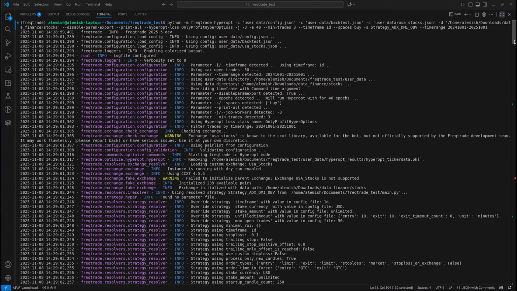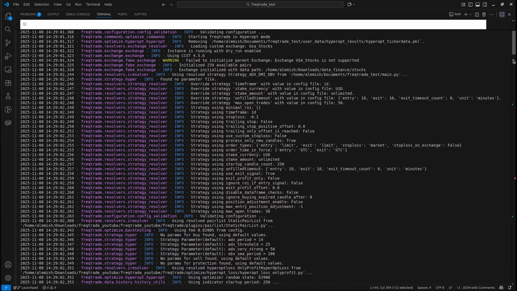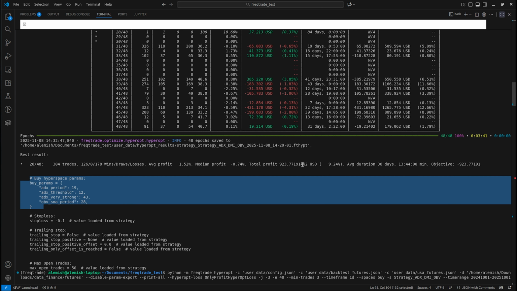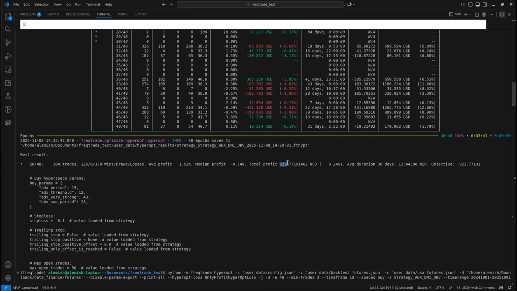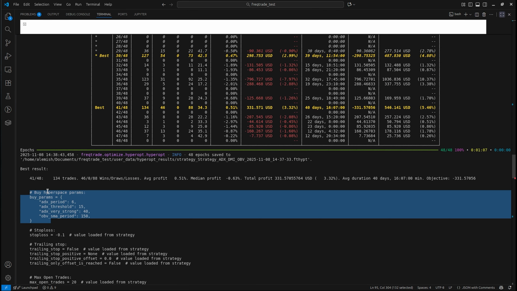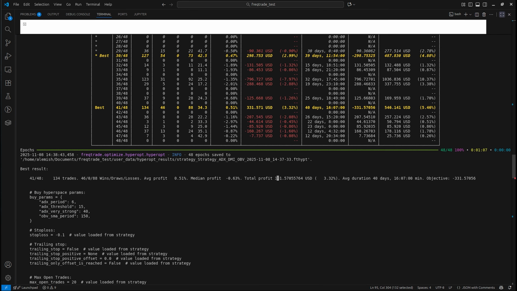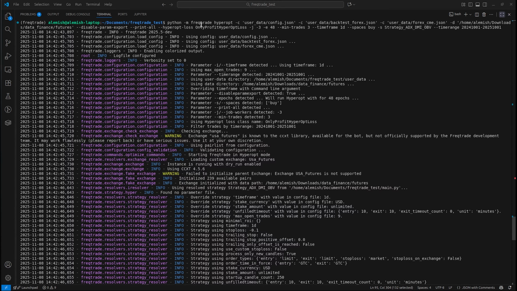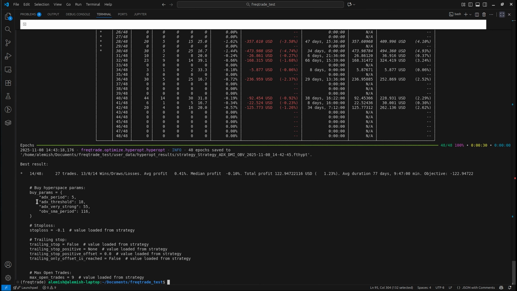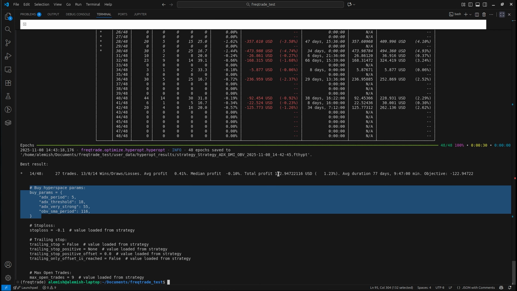Now let's move to optimization with the US stocks market. And here we've got our best params for 1 day time frame, and we've made $900. That's quite an improvement. Optimization for futures, once again our best parameters, and our total profit on 1 day time frame is $331. Once again, quite an improvement. And finally, Forex market optimization, 1 day time frame again, and our best parameters. And this time we've made slightly more than $100.